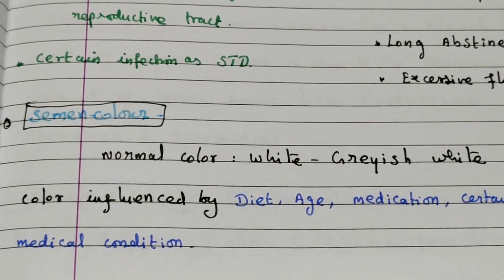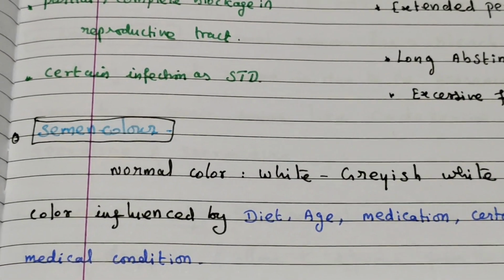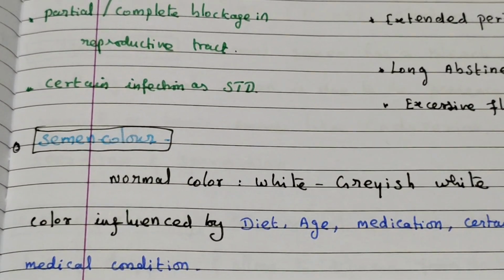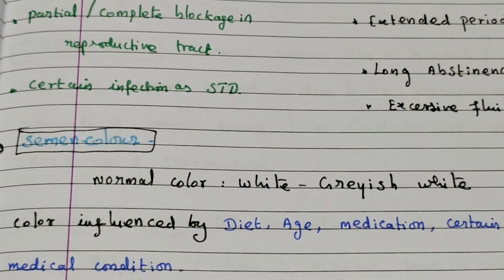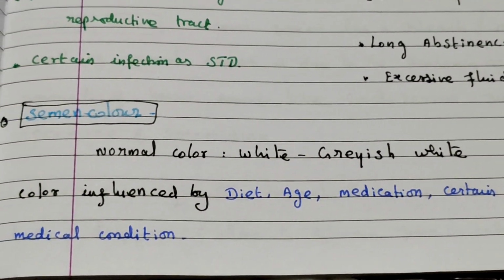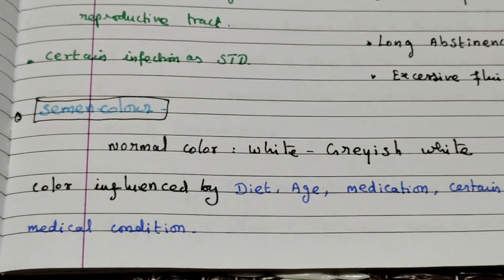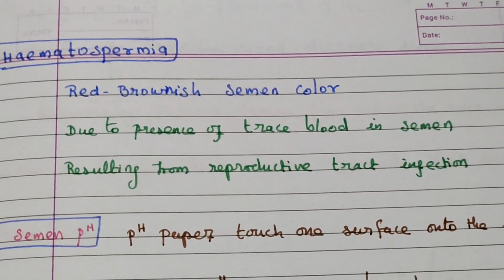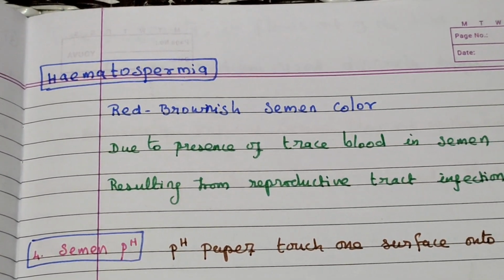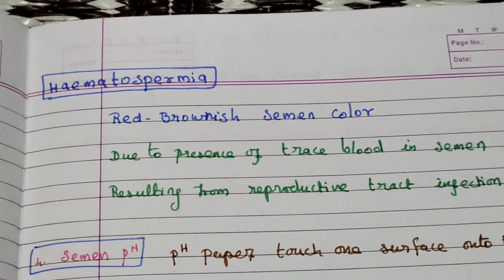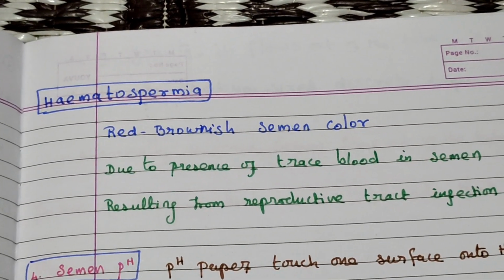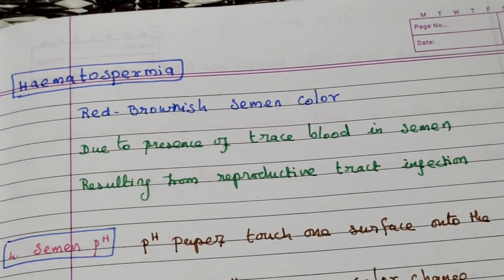Next, parameter 3, semen color. The normal color of human semen is white to grayish white. Semen color is influenced by diet, age, medication, and sudden underlying medical conditions. Red brownish semen color indicates the presence of blood in a condition called hematospermia. This would be a result of infection in the reproductive tract.